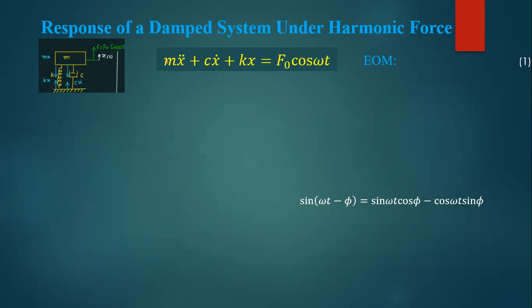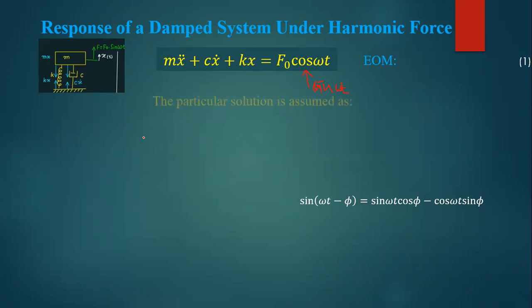So the general equation of motion is m x double dot plus c x dot plus k x equal to F naught cos omega t, or we can use sine omega t or cos. If the forcing function is sine omega t, we can take this as sine omega t in your program. So this is the equation of motion.